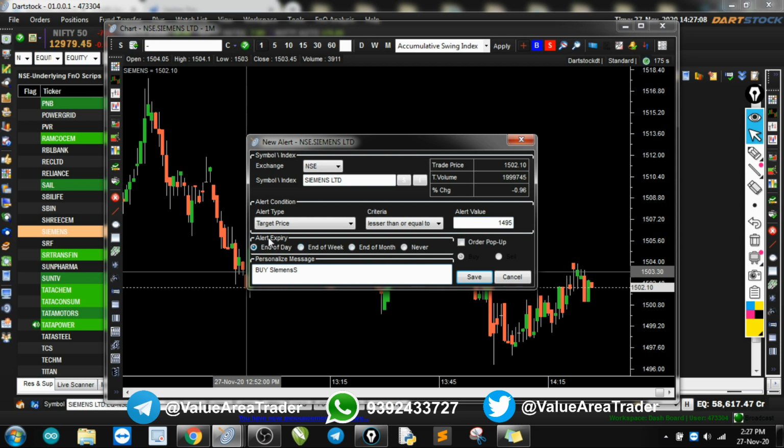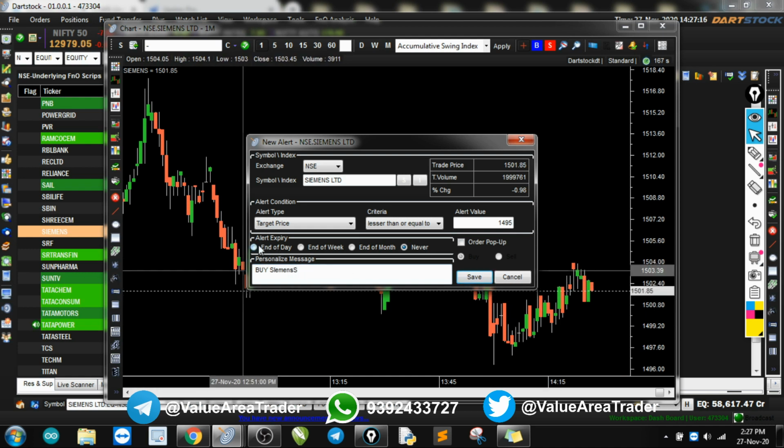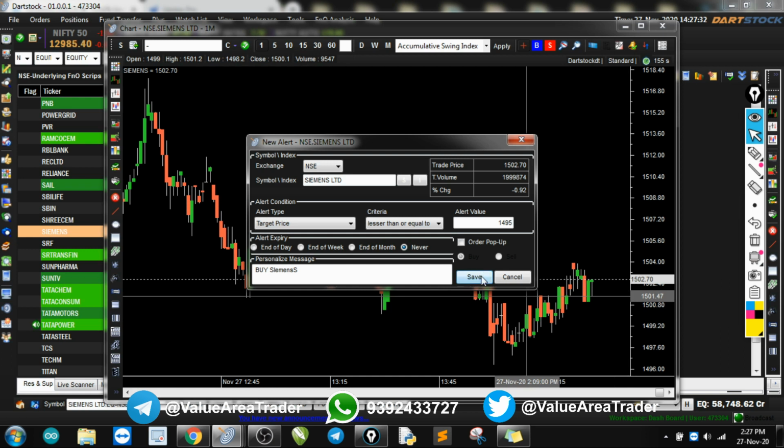Also remember, at the alert expiry you have to select never, so that until the alert hits, that alert stays in your system. If you don't select never, it is by default set at end of day. That means the end of today that alert would be expiring. I don't want that to happen. I want it to be triggered tomorrow as well. If the price reaches that level tomorrow, then definitely I'll take a trigger and a trade tomorrow.